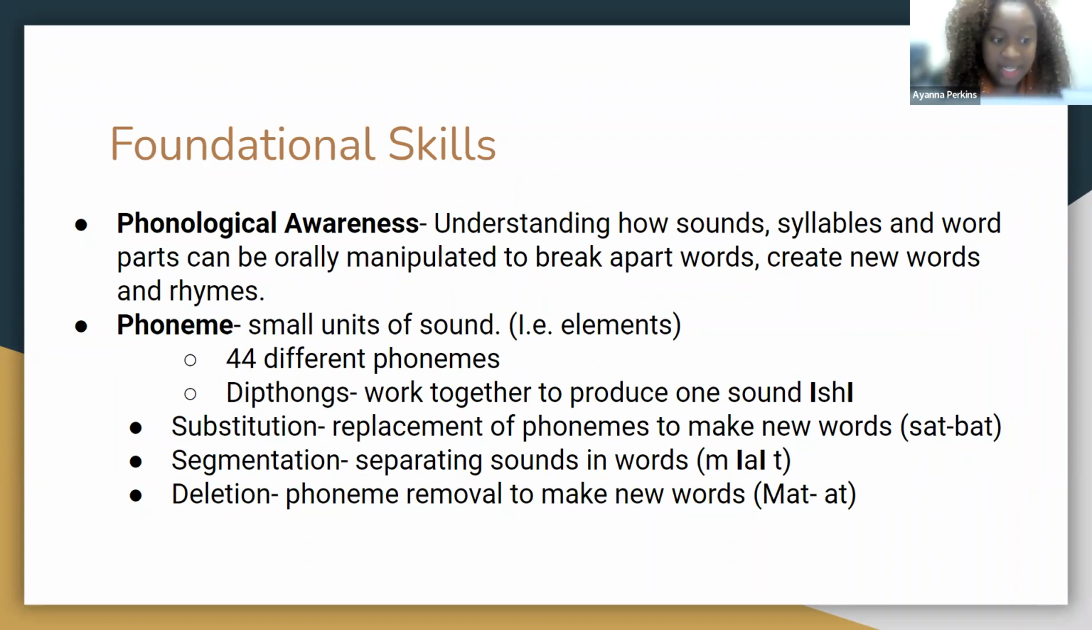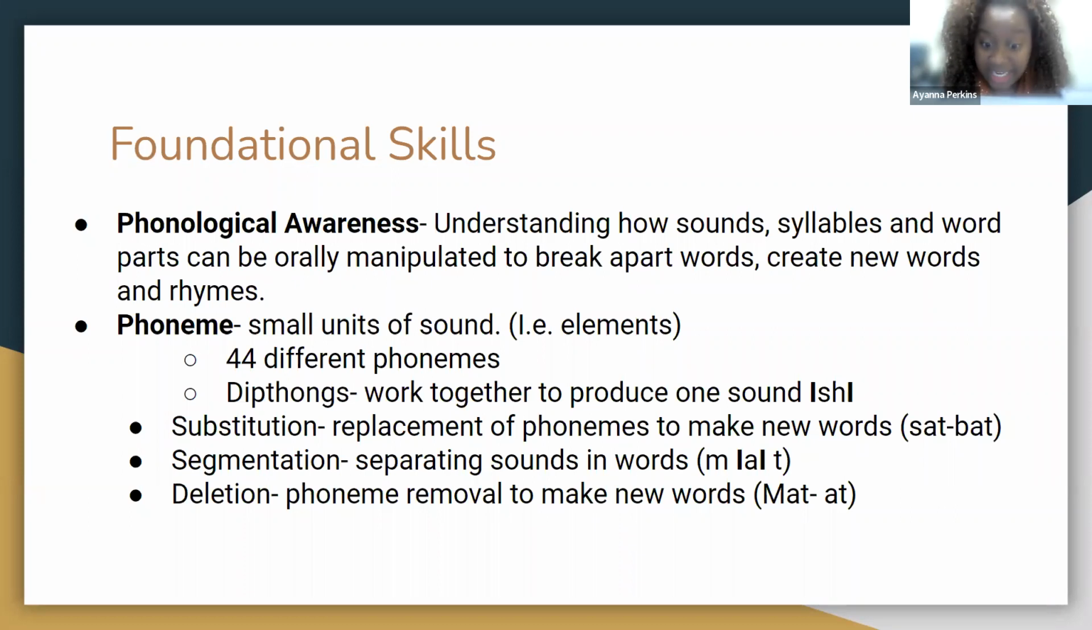So there's some different things that you can do when you're teaching a child to help them manipulate words and see how those sounds work together. So substitution is one. Substitution is the replacement of phonemes to make new words. So let's say that you turn sat into bet. So you change that first letter to change the sound and the word.